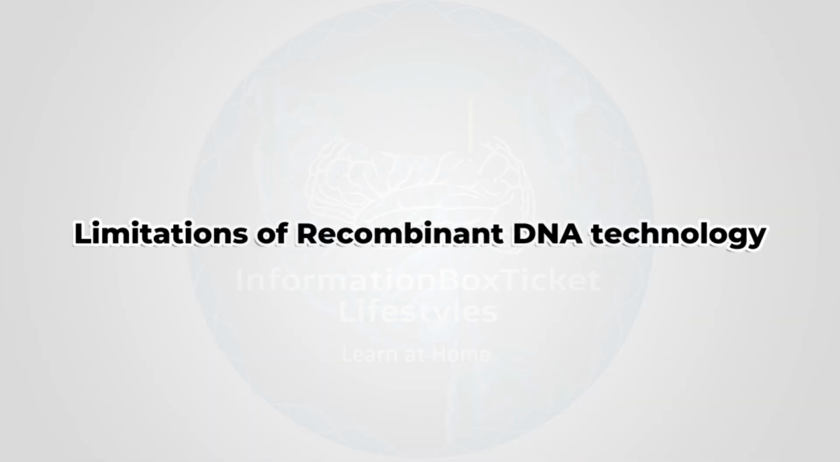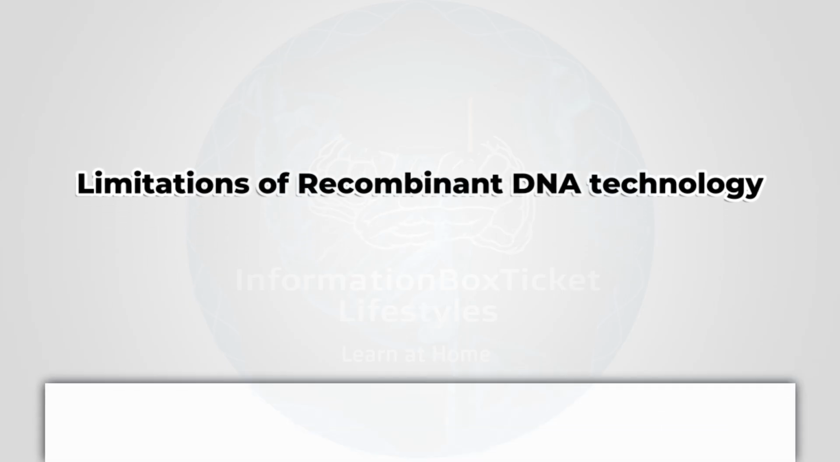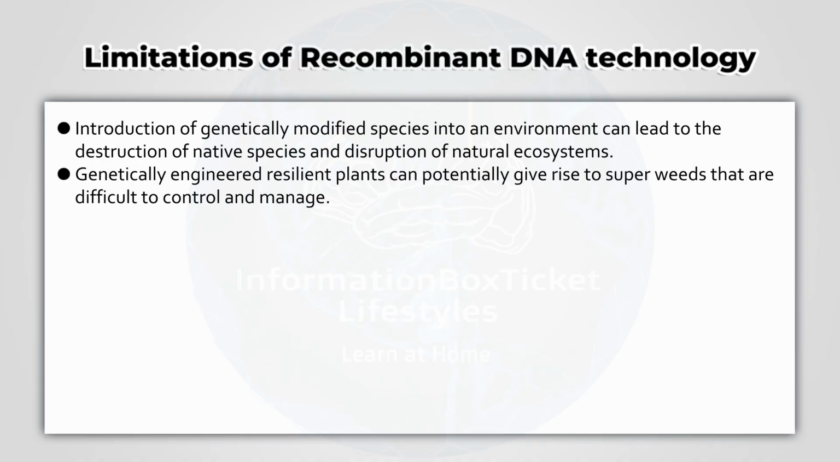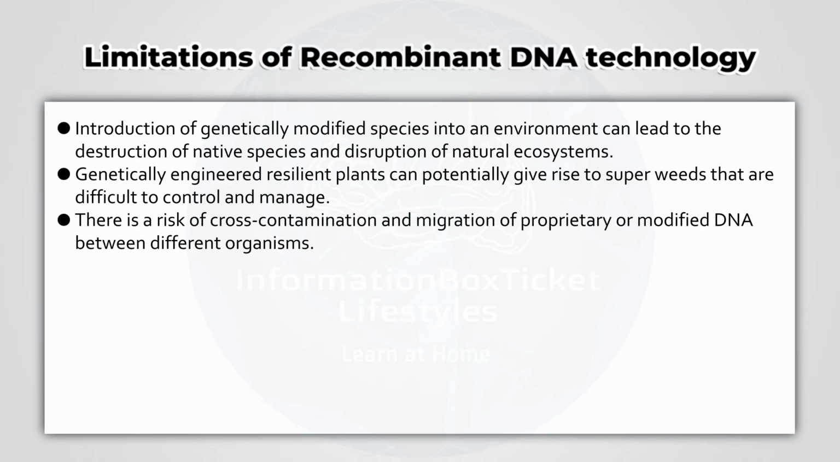Limitations of recombinant DNA technology. Introduction of genetically modified species into an environment can lead to the destruction of native species and disruption of natural ecosystems. Genetically engineered resilient plants can potentially give rise to superweeds that are difficult to control and manage. There is a risk of cross-contamination and migration of proprietary or modified DNA between different organisms.